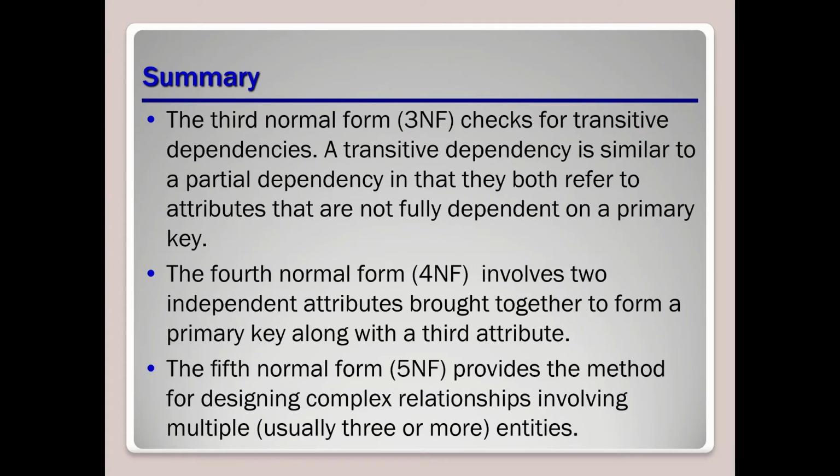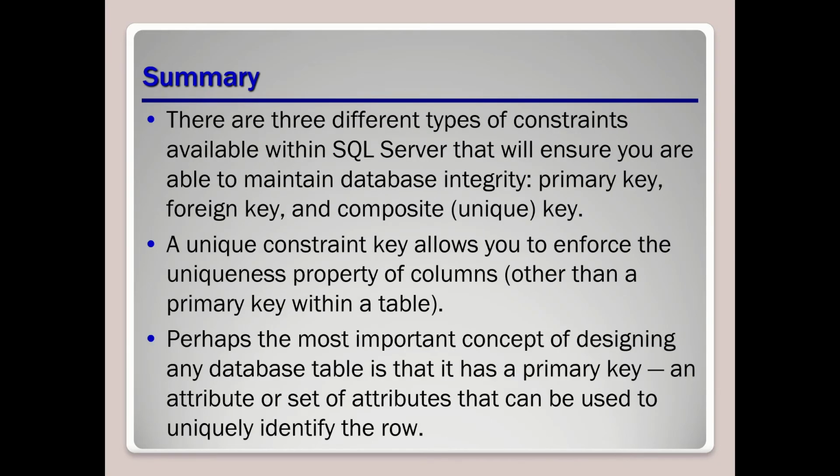So let's go ahead and recap. The third normal form, 3NF, checks for transitive dependency. A transitive dependency is similar to a partial dependency in which they both refer to attributes that are not fully dependent on the primary key. The fourth normal form, 4NF, involves two independent attributes brought together to form a primary key along with a third attribute. The fifth normal form, 5NF, provides a method for designing complex relationships involving multiple, usually three or more, entities.